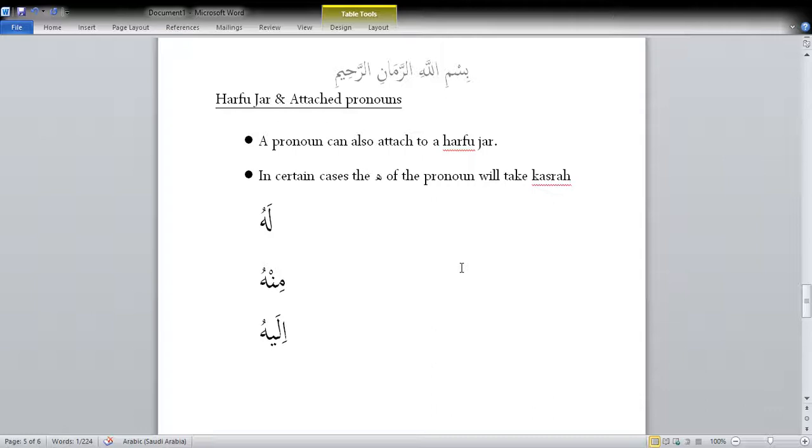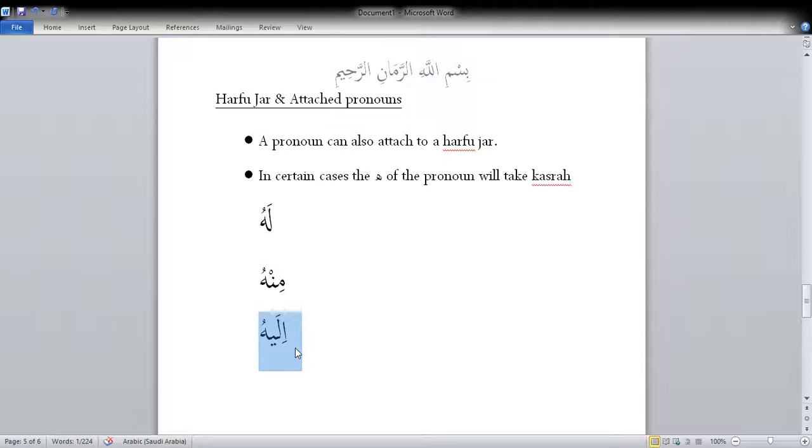When you attach a pronoun to some of them, the ha of that attached pronoun takes a kasra. But it's not like that for all of them. So for example, lahu, it's going to stay the same. It's never going to be lahi. It's going to stay lahu, lahuma, lahum, right? For min, it will also stay the same. Minhu, minhuma, minhum. But for ilay, you'll never see ilayhu. It will be ilayhi, ilayhima, ilayhim, ilayha, ilayhima, ilayhinna.